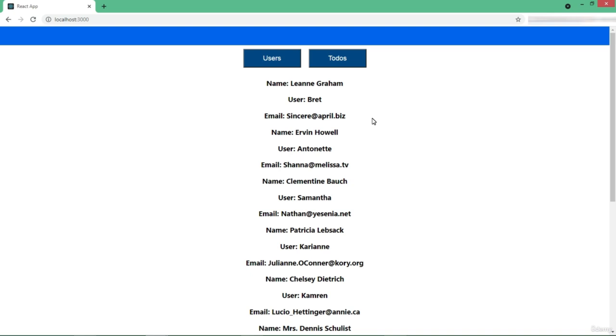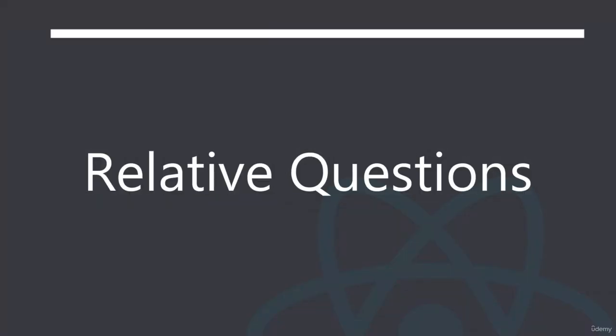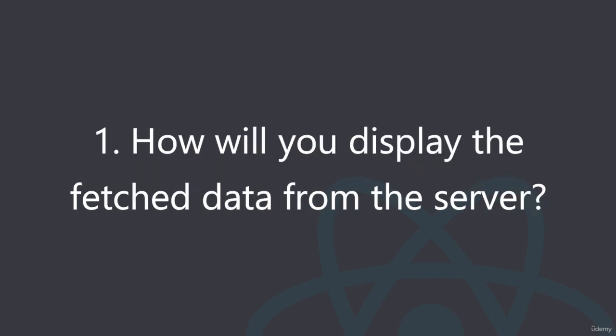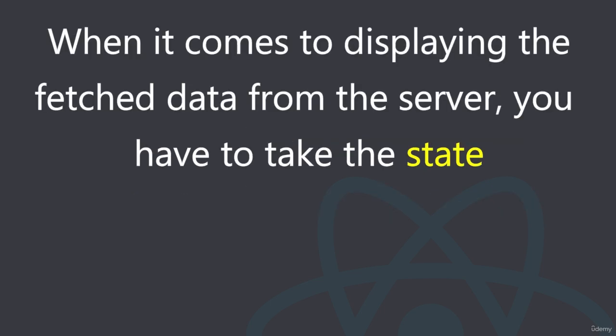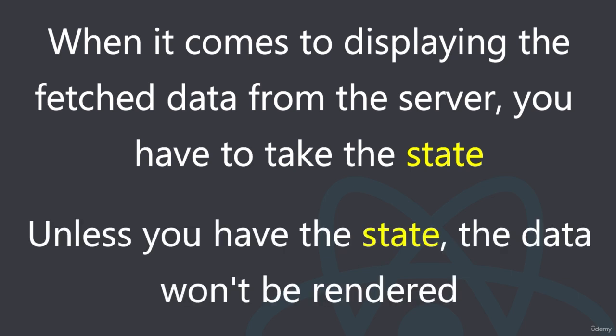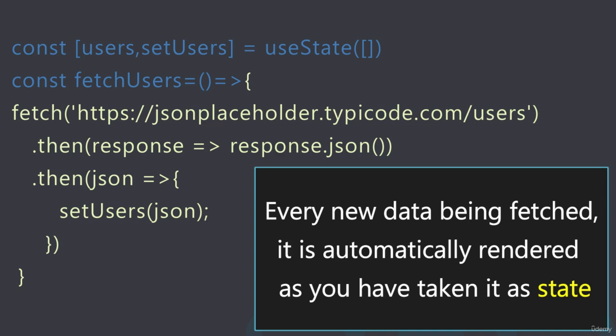The relative question, or a kind of exercise, is that you have to fetch the data. So how will you display the fetched data from the server? When it comes to displaying, the only thing you have to take care of is that you take the state, because unless you have the state, the data won't be rendered. So on every new data being fetched, it is automatically rendered because you have taken it as state. There is more to this exercise. There is more to this question that I will keep on adding as we proceed further with new lectures in the same section.